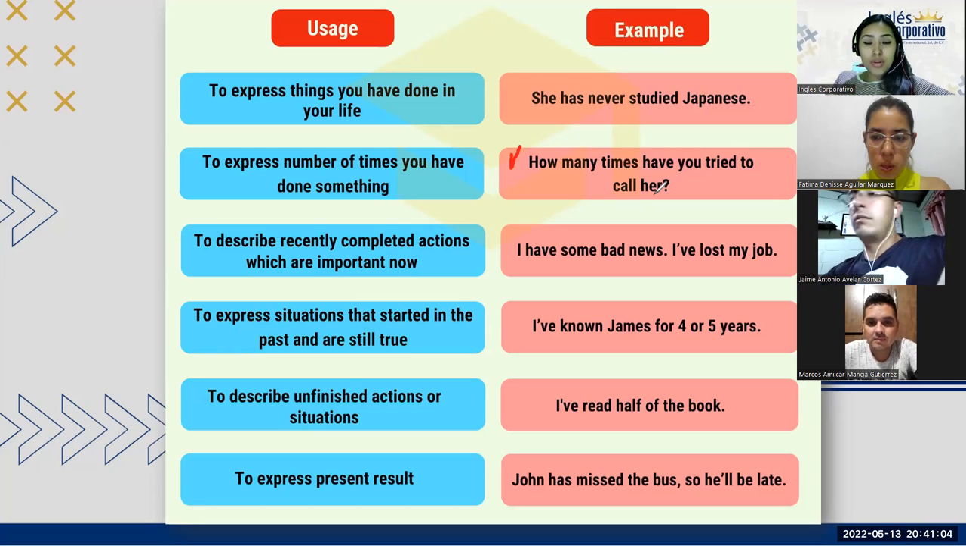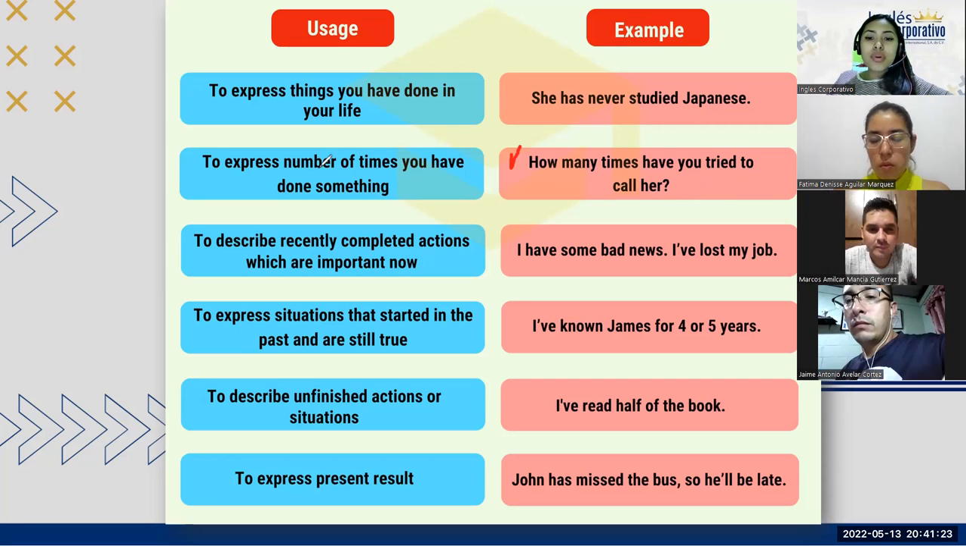Está expresando el número de veces, ¿verdad? Ya sea en cualquier tipo de estructura negativa, afirmativa o interrogativa, usted está diciendo el número de veces que ha hecho algo. So, how many times have you tried to do something? I do it to express numbers of time. Okay? Let's go with, sorry.